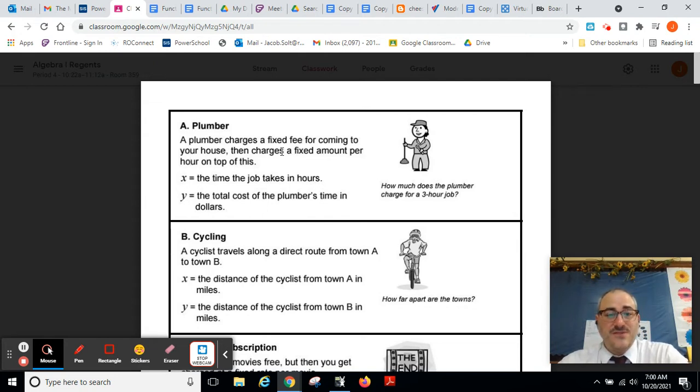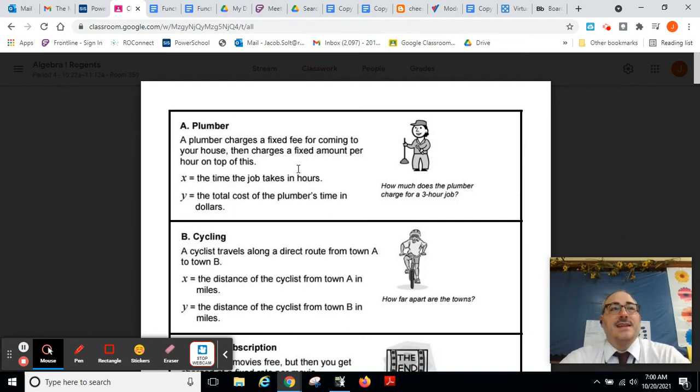A plumber charges a fixed fee. We don't know what that is yet, but oftentimes it's between $50 and $100 for coming to your house, and then charges a fixed amount per hour on top of this. And plumbers charge rates anywhere from $40 an hour to $120 an hour, something like that. So you have to think, what function family would this belong to? Maybe you want to pause me and think about it. It's really good if you do pause me, because sometimes you just need that thinking time.